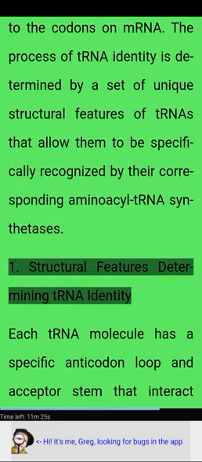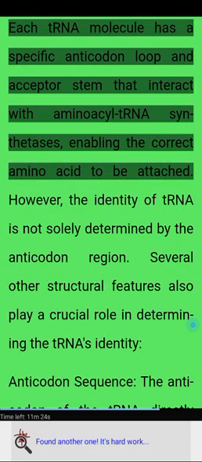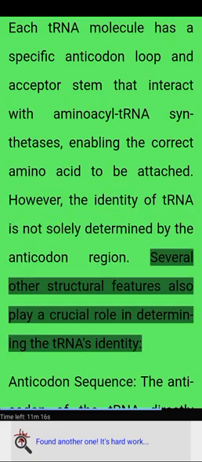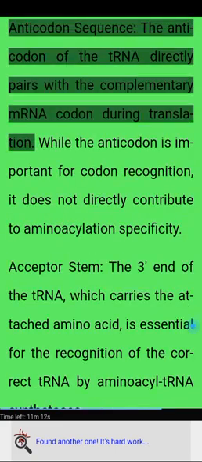1. Structural features determining tRNA identity. Each tRNA molecule has a specific anticodon loop and acceptor stem that interact with aminoacyl tRNA synthetases, enabling the correct amino acid to be attached. However, the identity of tRNA is not solely determined by the anticodon region. Several other structural features also play a crucial role in determining the tRNA's identity.